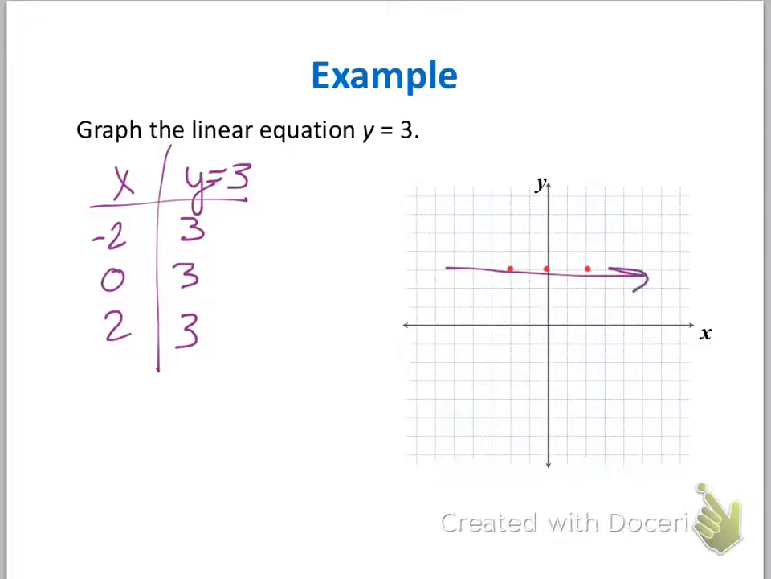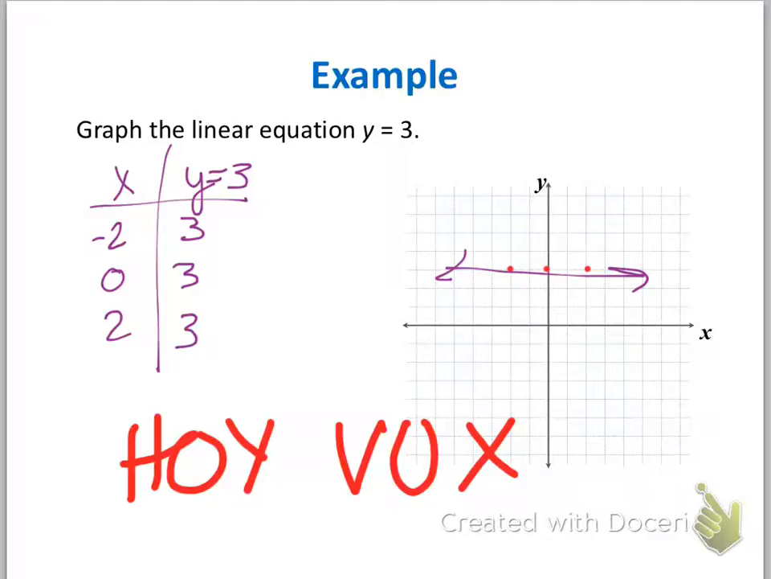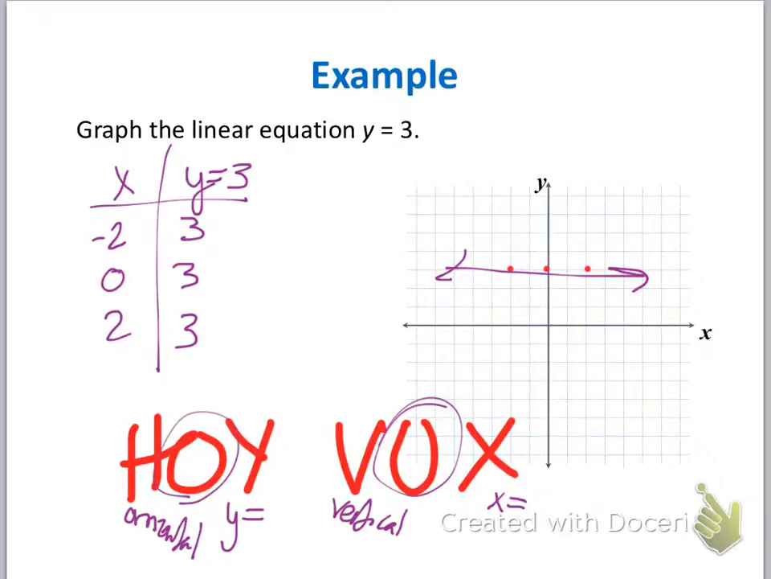Makes a horizontal line. I want to teach you a little trick. It's a saying called OIVUX. If you have an equation that says y equals, it will make a horizontal line. If you have an equation that says x equals, it will make a vertical line. And we'll talk more about the O and the U later on. But that's how I remember it. OIVUX. If I have a y equals, I'm going to have a horizontal line.